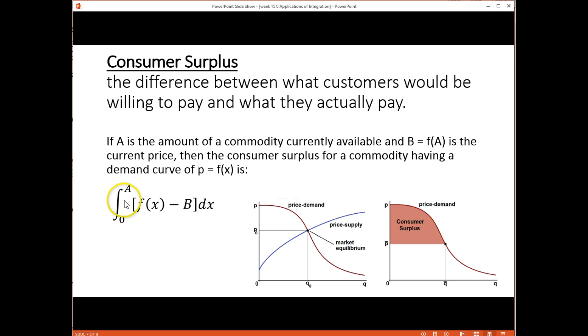So if I go from 0 to A, a fixed quantity, of f of x minus B, f of x is simply your demand function, and B is the price that's going to be sold at this amount A. So B is actually the same function evaluated at A. Let's see how this works.